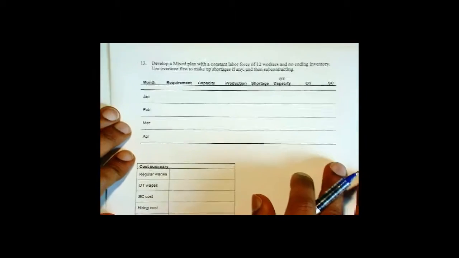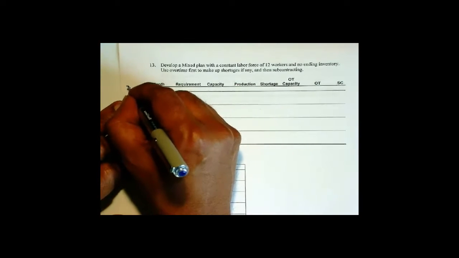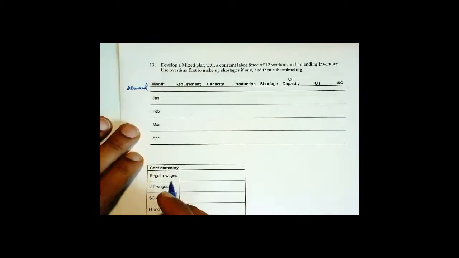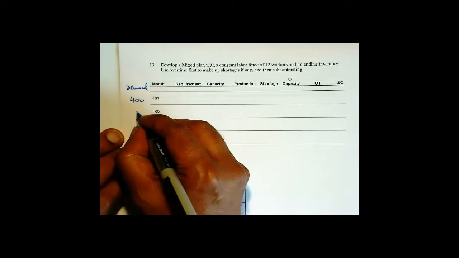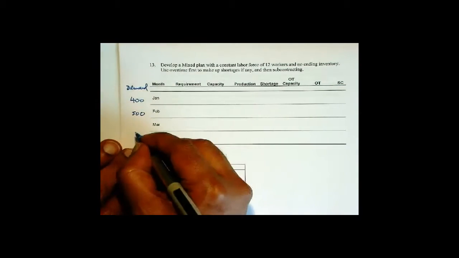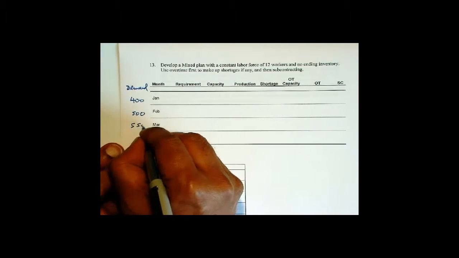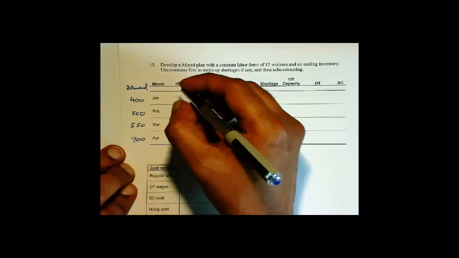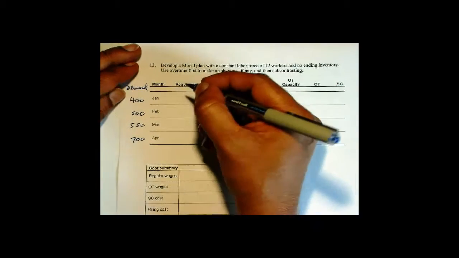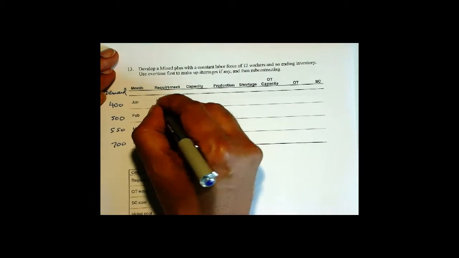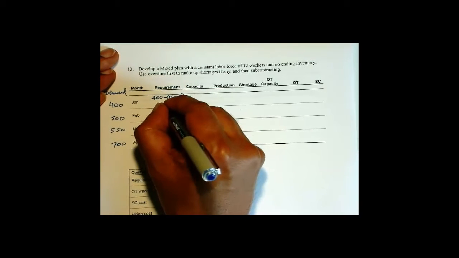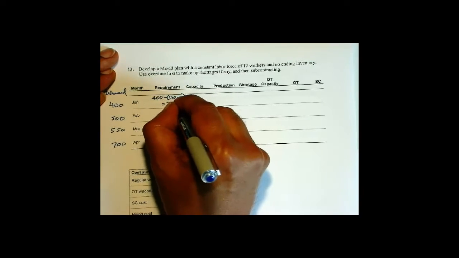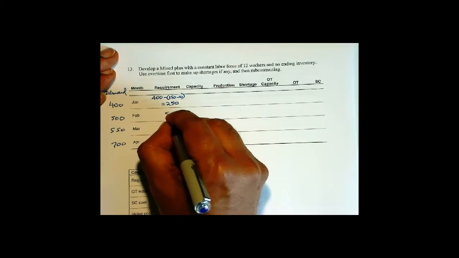So demand, well, I should have the demand here. Let me write down the demands. These are given, of course, 400, 500, 550 and 700. So the requirement for the first month is 400 minus 150 minus 0 is 250. For the rest of the months, it is the demand.